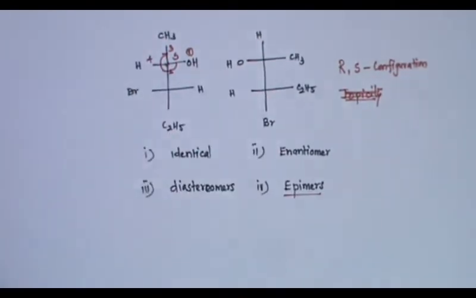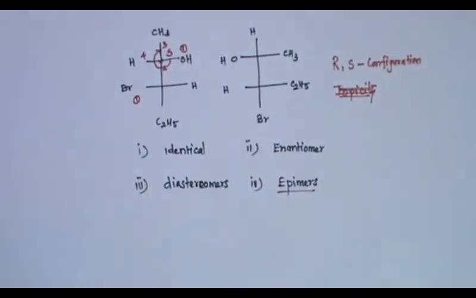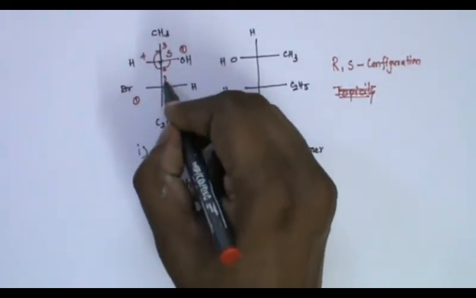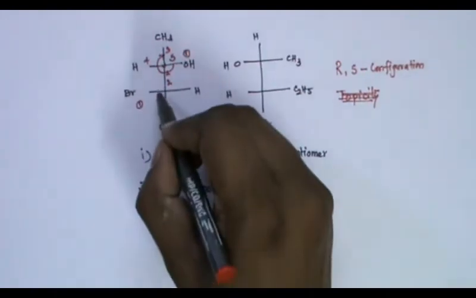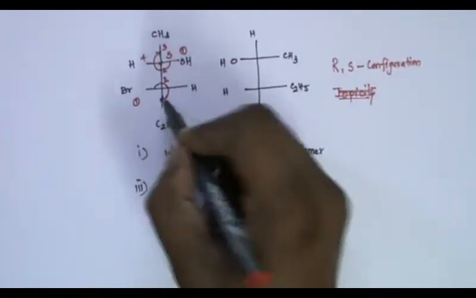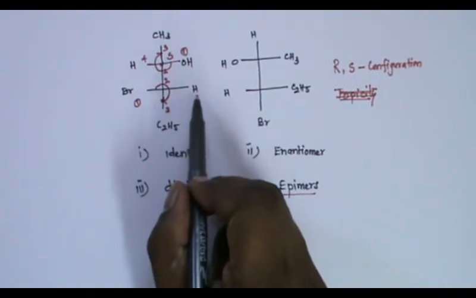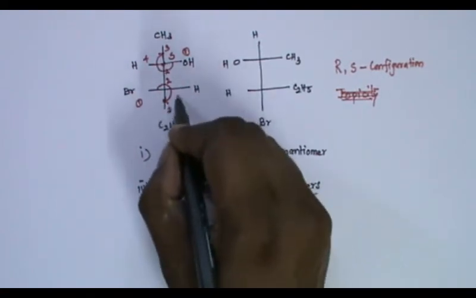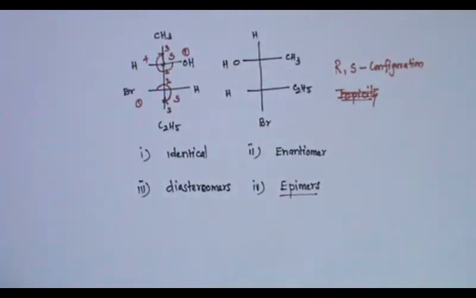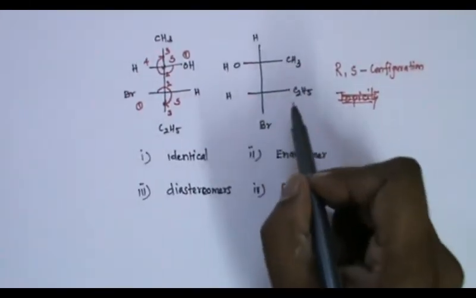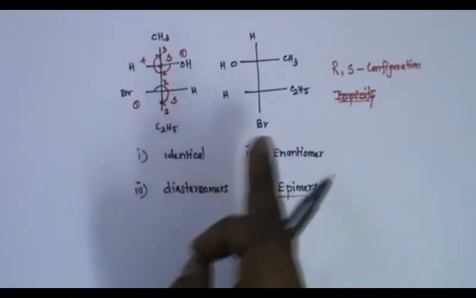Now let us go for this. Br gets higher priority. Second one goes to this. Third here. Fourth hydrogen. When I connect this, it is R. The least priority is in the horizontal line, so I have to just invert that. So that is S. So this is SS.